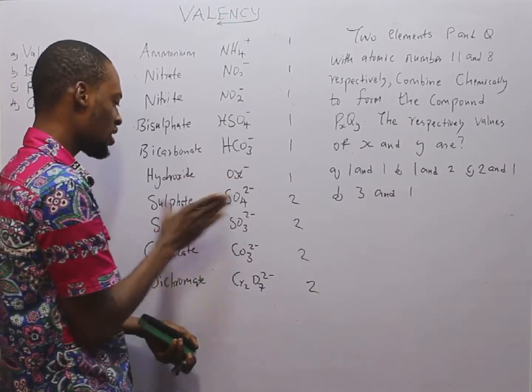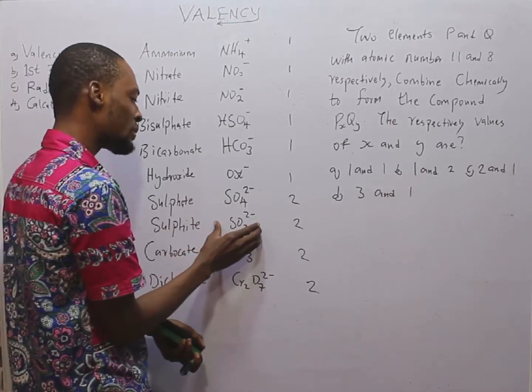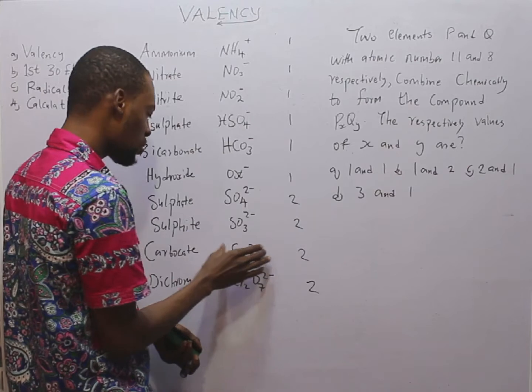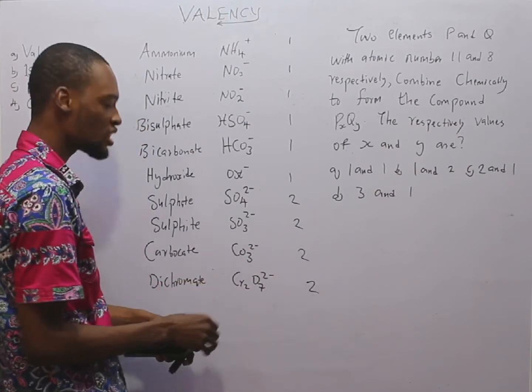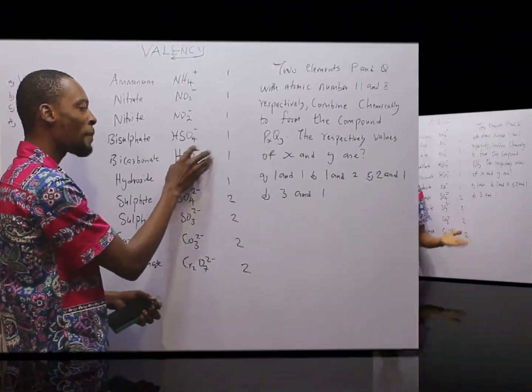For sulfate, oxidation state is -2. For sulfite, oxidation state is -2. For carbonate, oxidation state is -2. For dichromate, oxidation state is -2, which simply means 2 minus.